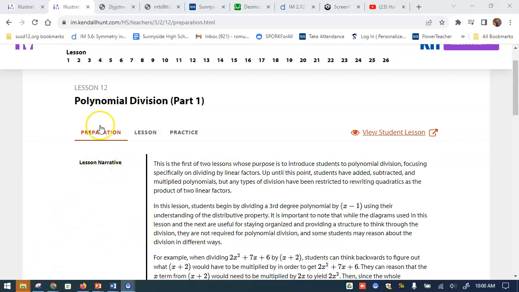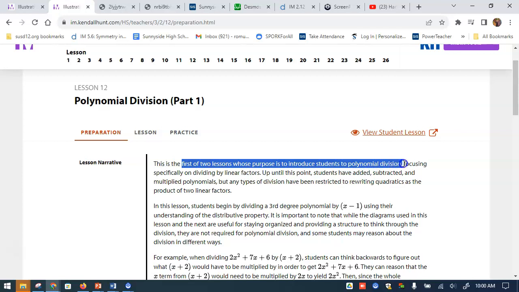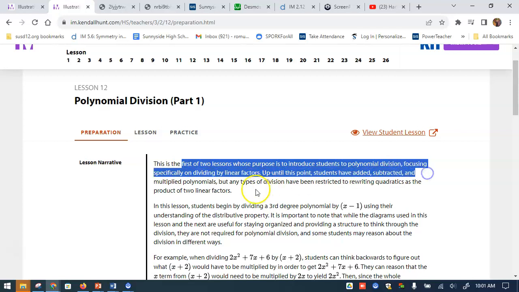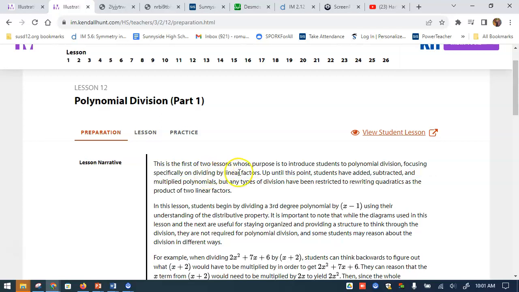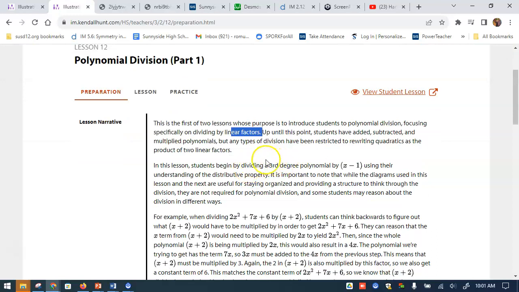Okay, hello students. This is Unit 2, Lesson number 12, and Lesson 12 and Lesson 13 are Part 1 and Part 2. The first two lessons' purpose is to introduce students to polynomial division, focusing specifically on dividing by linear factors. So, all that means is we know long division, and before working on long division, we will be working on the box method.